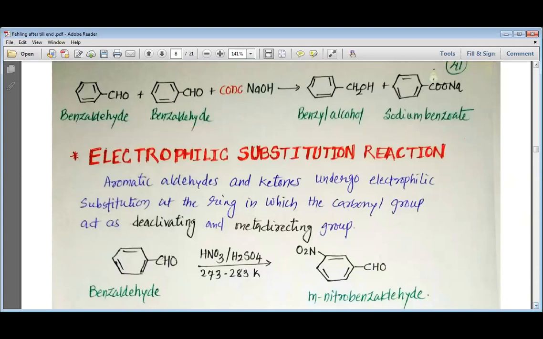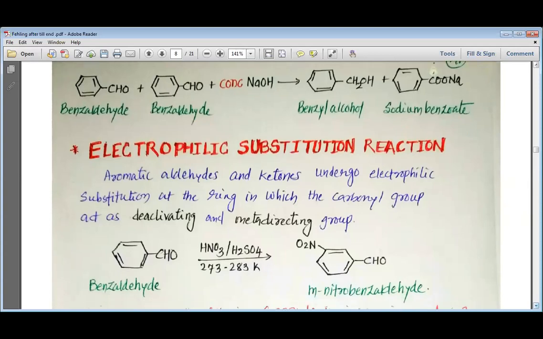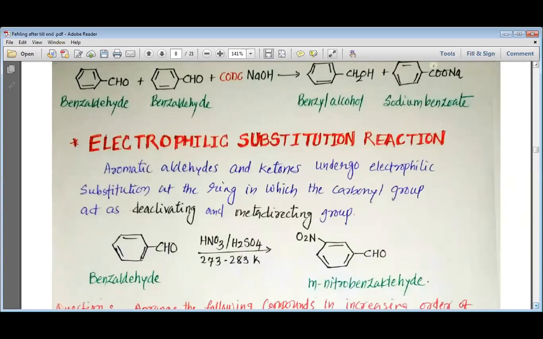Today we understood two very important reactions. One is aldol, another is cross aldol, and then we have studied the Cannizzaro reaction.